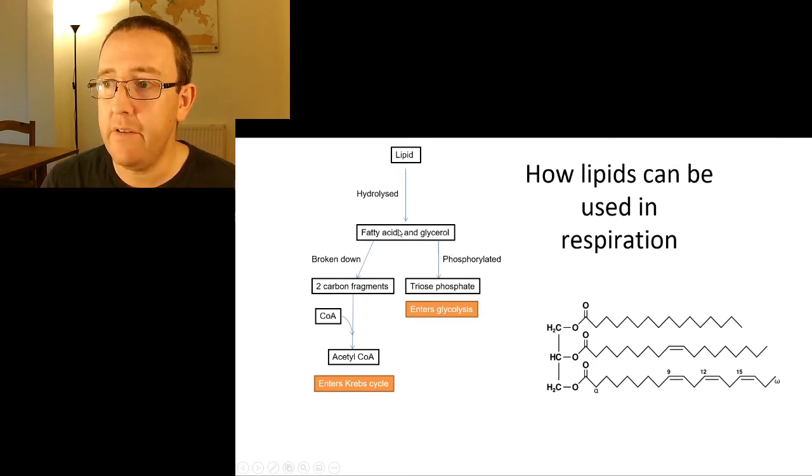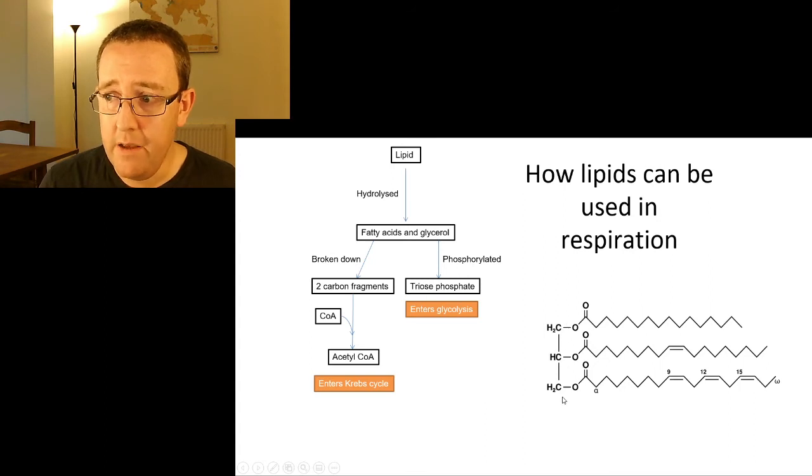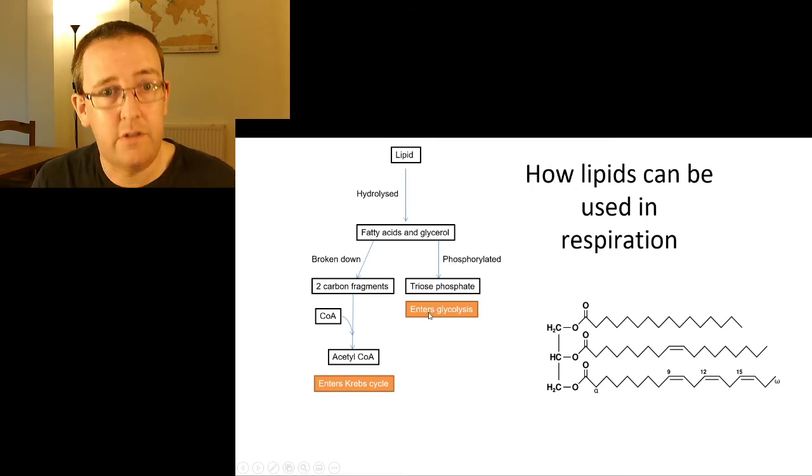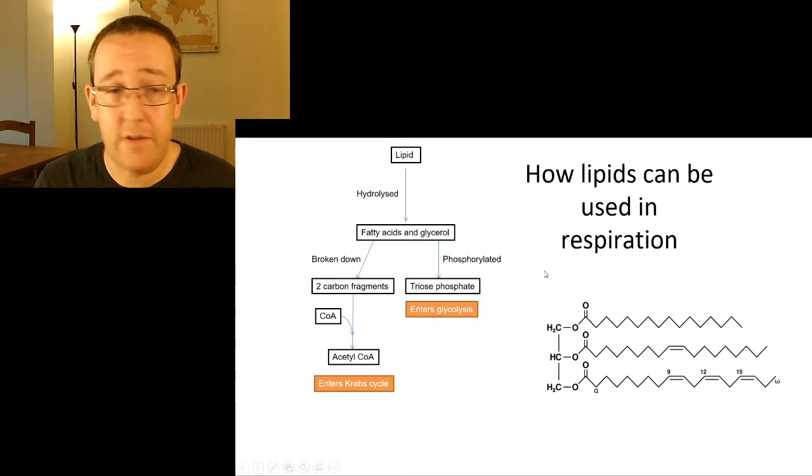And the glycerol, well, that's a 3 carbon molecule. What other 3 carbon molecule do we know about? Well, we know about triose phosphate. So these 3 carbons here can be phosphorylated, have phosphate added to them, become triose phosphate, and enter into glycolysis, turn into pyruvate, and then go through the link reaction. Okay, so that's how your fats can be used.